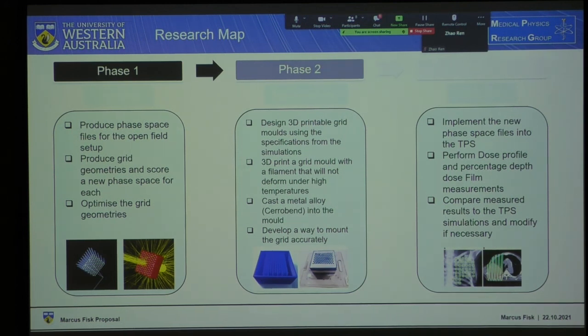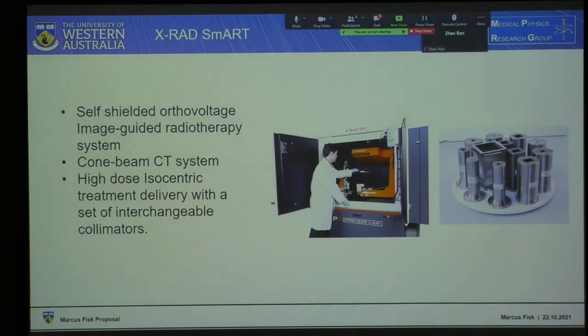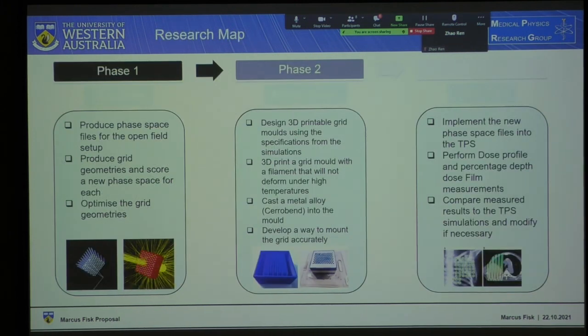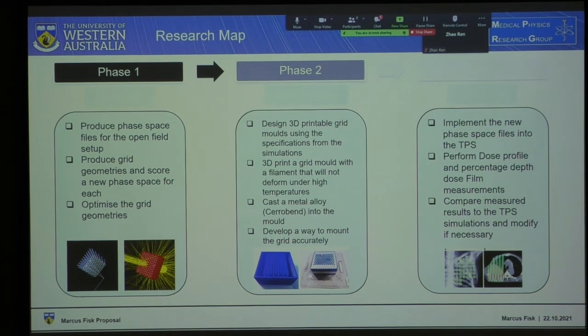And then I'll have to develop a way to mount the grid accurately. So if we go back to this slide here, you see this larger collimator. It has a slot to add a grid, or anything really. So that is what I plan to be using, so that will allow a fairly accurate and repeatable setup.